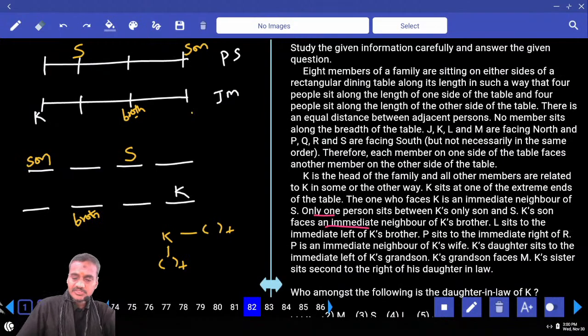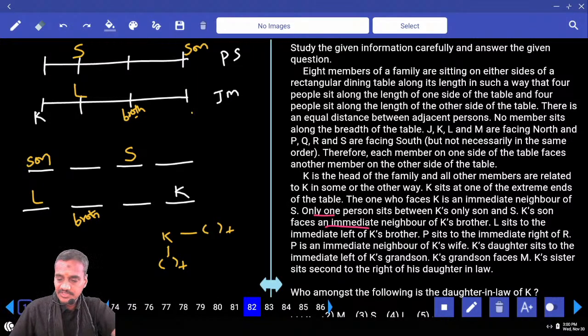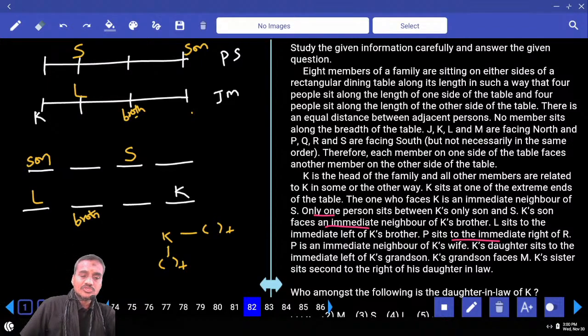and L sits to the immediate left of K's brother. L is at this place. L is to the immediate left of K's brother. P sits to the immediate right of R. Now P is to the immediate right of R, and what is the only possibility we have? P is here, R is here. Right? P and R must be together.